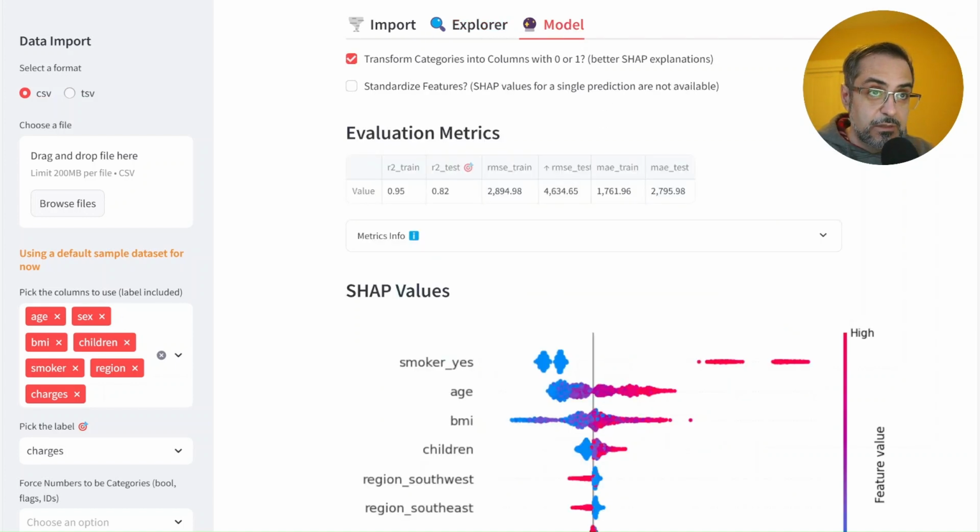Next, we have the Model tab, and this is really where the magic happens. This tab builds our model and provides us with its accuracy metrics. So in this case, see here that the R-squared test is 82%. So it says that 82% of the variation in the charge is explained by the variables in our input data. So that's pretty good. Could be better, but it's still pretty good. We can learn something from that. It is in a way reliable enough for us to learn from it.